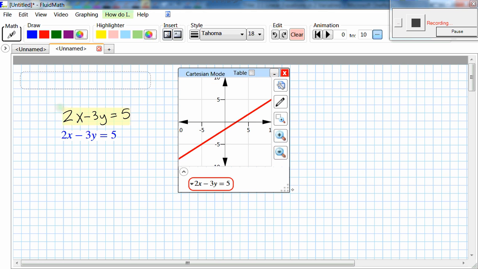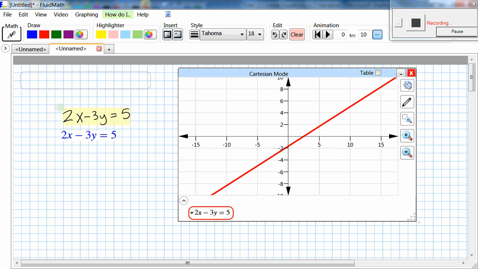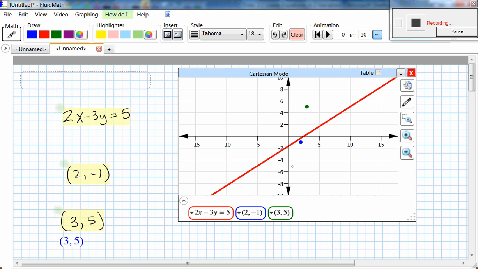Okay. Here's the line that I have graphed. 2x minus 3y is equal to 5. Now I'm going to give you 2 points. One of the points is going to be 2, comma, -1. Whoa, that does not look like what I want to do. 2, comma, -1. There we go. And I'm going to put that point on the line, or on the curve. There it is. It's blue. And the other point I'm going to give you is 3, comma, 5. And we'll put this point somewhere over here. Okay, sweet. There we go.